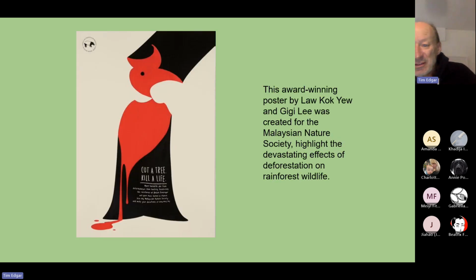And then, as we said in our earlier chat, that idea of getting the message out there. Amanda said that, you know, get the message out there through posters and stuff like that. So in graphic design, advertising, there's lots of opportunities to work with environmental messages. This is an award-winning poster created for the Malaysian Nature Society. It highlights the devastating effects of deforestation. Cut a tree, kill a life. So we've got the tree being cut, the blood coming out of it, and this simple face, the eye. So the tree being a living thing. Yeah, it's a very simple graphic design.